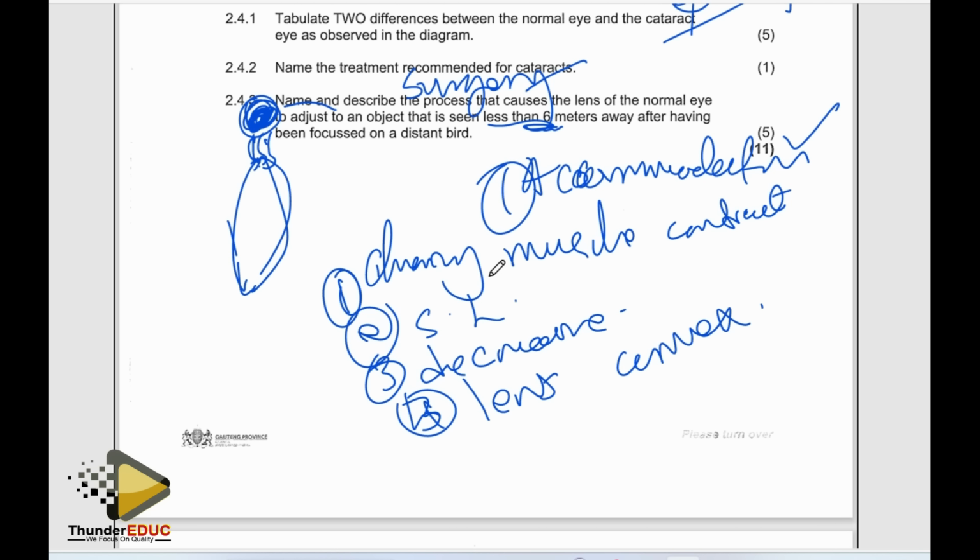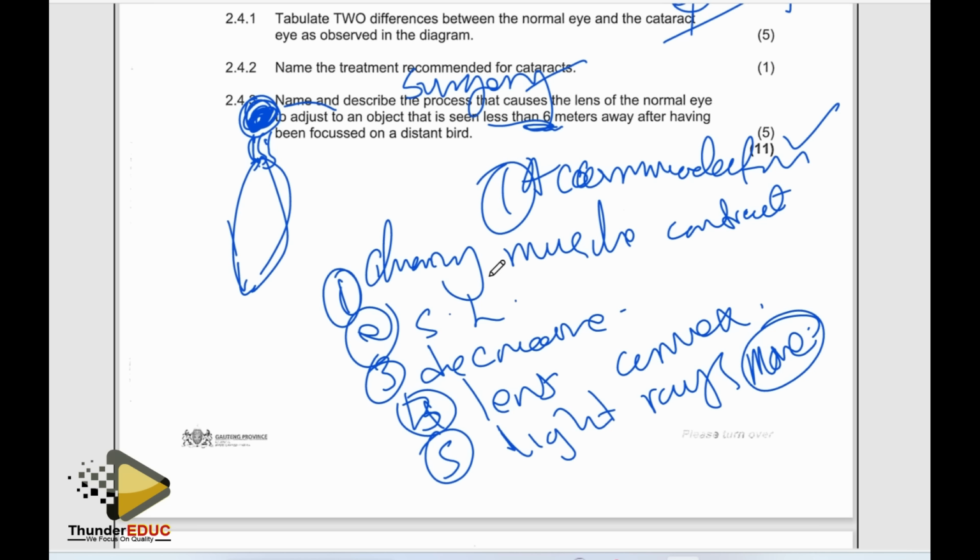Now the light rays are bent more, or refracted more, because bending and refraction is the same thing, to the retina. The word more must be there. So that now you are able to see, a clear image is formed onto the retina. So the last point is supposed to be: a clear image is formed onto the retina.